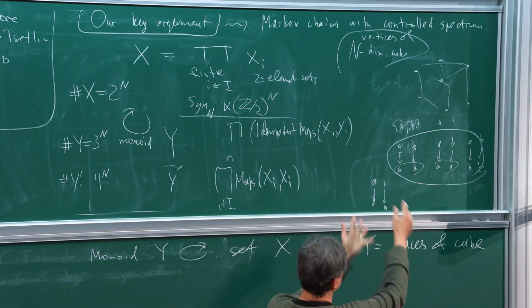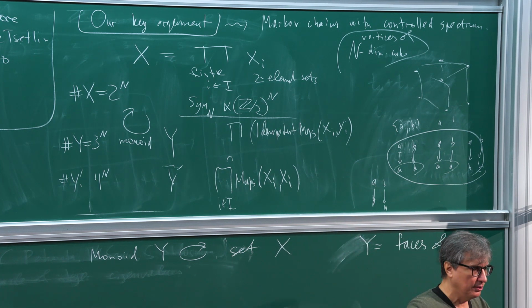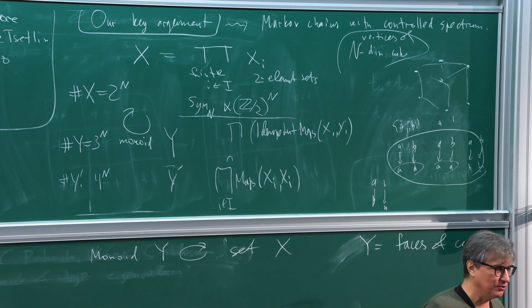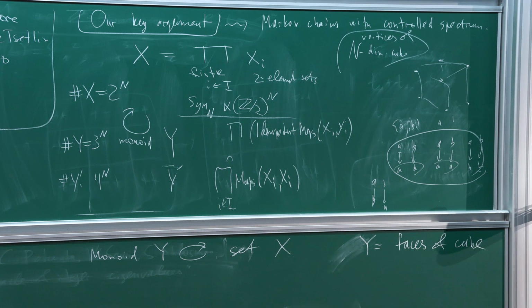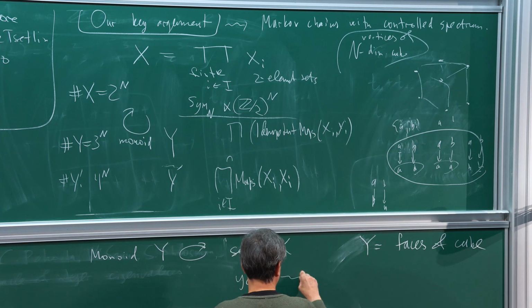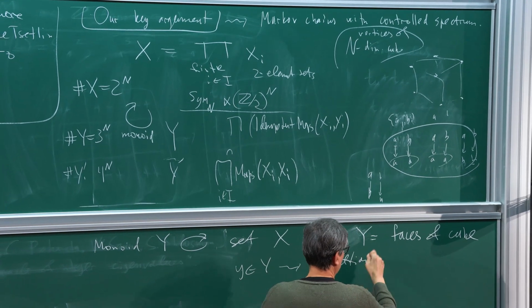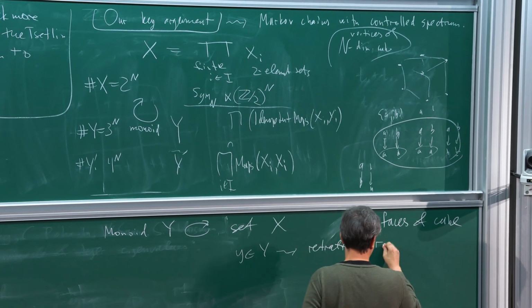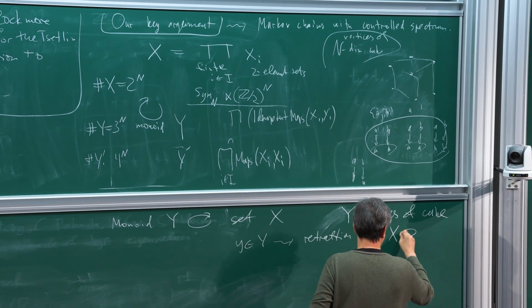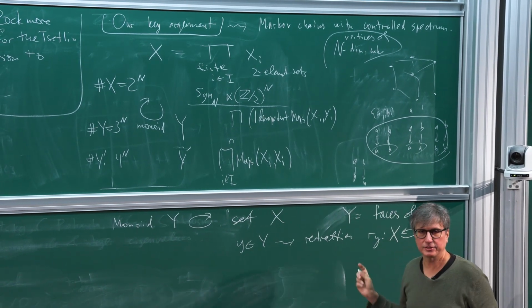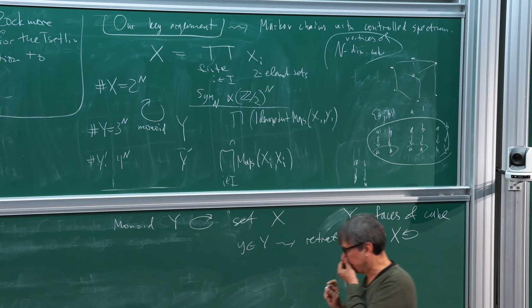And how can one see these operations? If you have a face of a cube, you have a natural retraction of the cube to the face. Each point of Y gives a kind of retraction. So now maybe I'll say Y is the set of faces and there is a retraction Ry. This you mean any dimension? Cube of any dimension, yeah. Retraction.